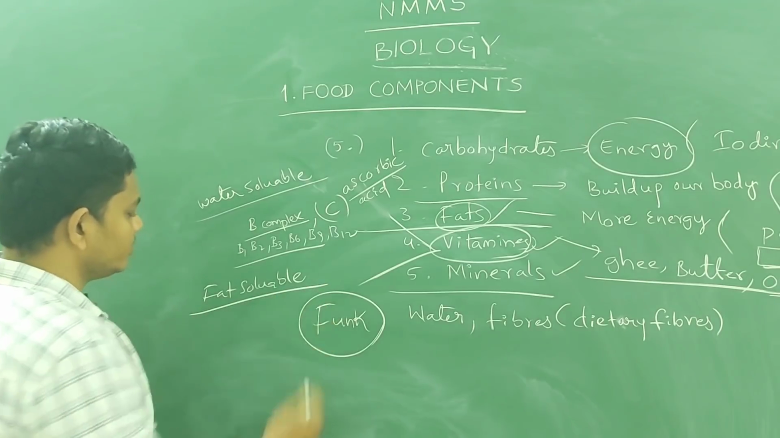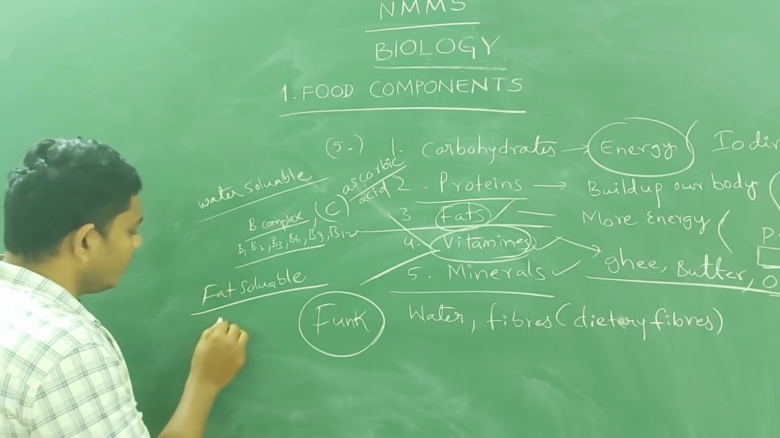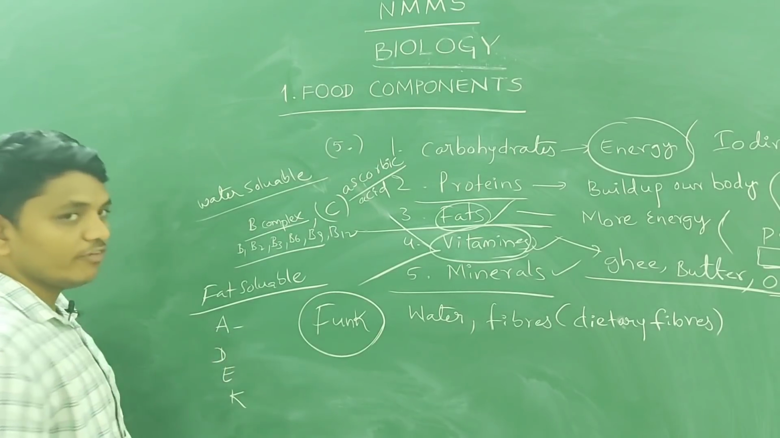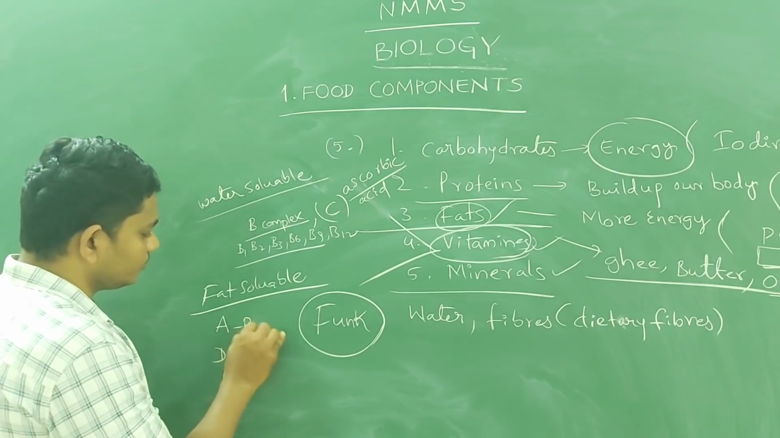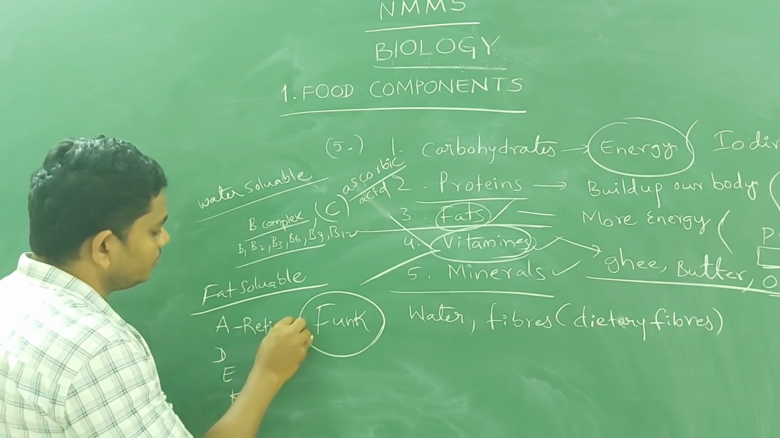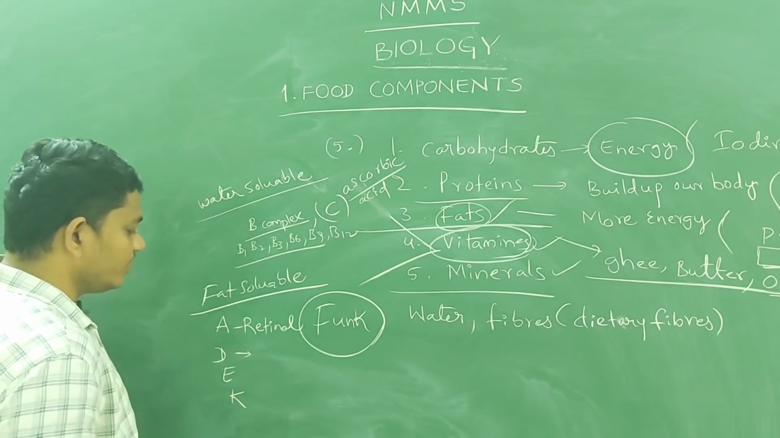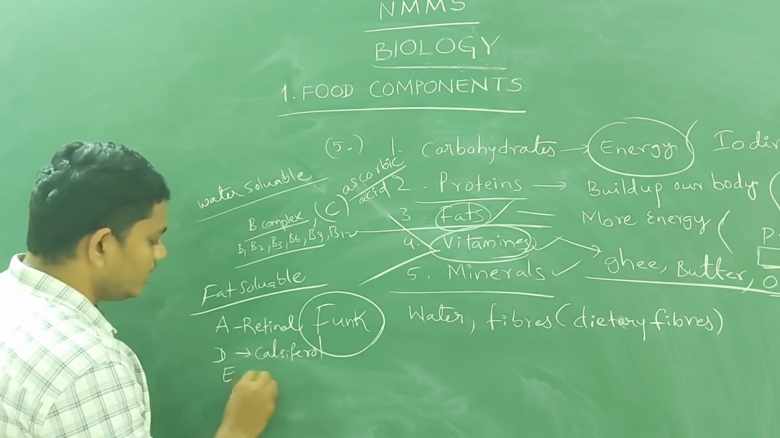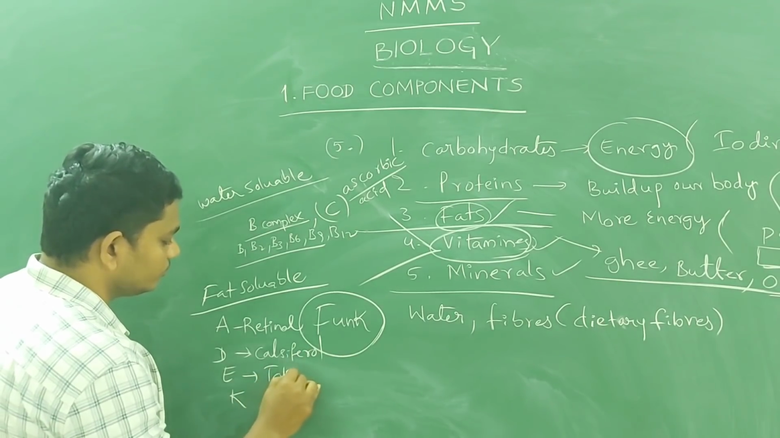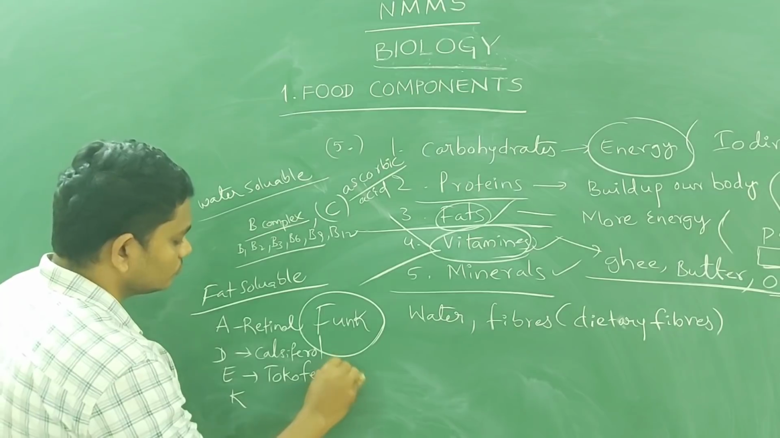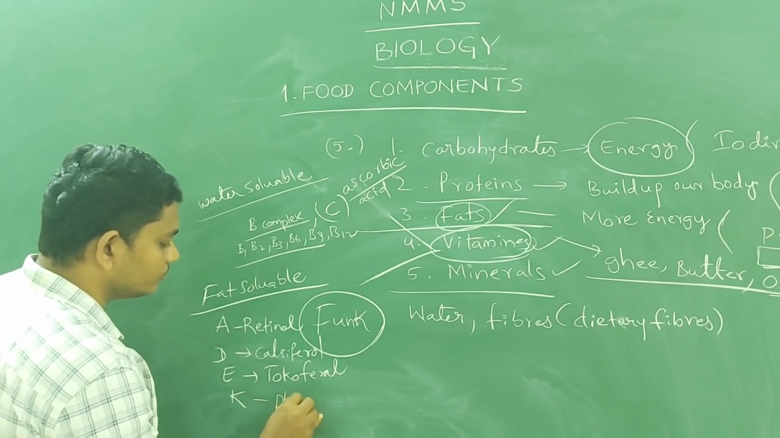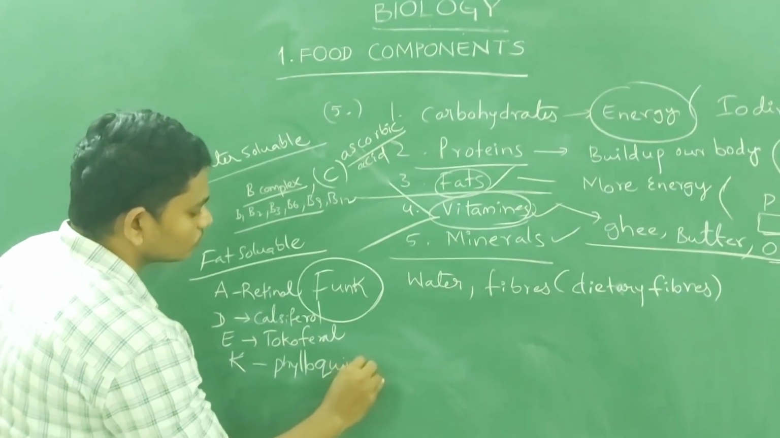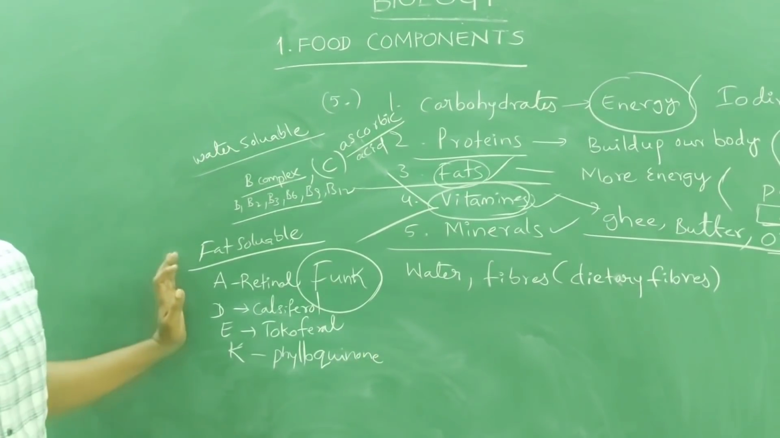Here, fat soluble vitamins are A, D, E, and K. A vitamin's scientific name is retinol. D vitamin's scientific name is calciferol. E vitamin is tocopherol, and K vitamin's scientific name is phylloquinone. So these are fat soluble vitamins.